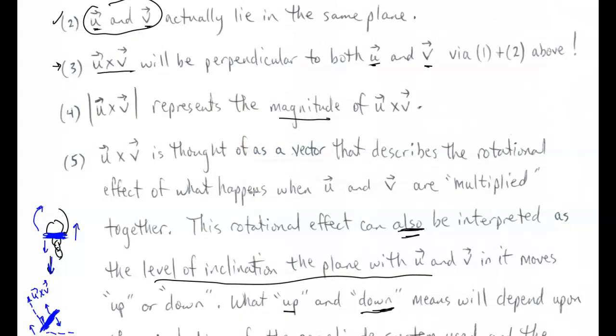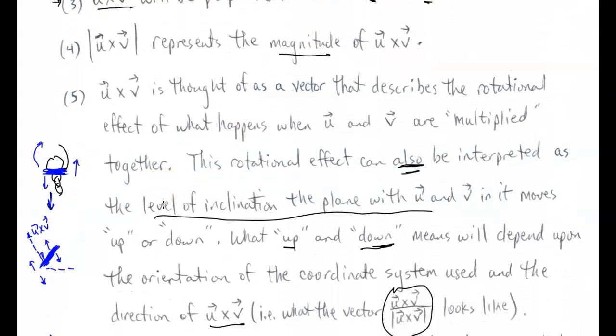We know that we're going to be looking at the magnitude of the vector u cross v, and we know that although we can think of the vector u cross v as embodying the rotational effects of vector u acting on v, we also can think about it in terms of the plane and its level of inclination as it goes what we call up or down based upon the rotation that happens and in what direction.